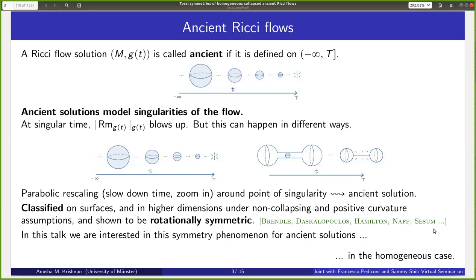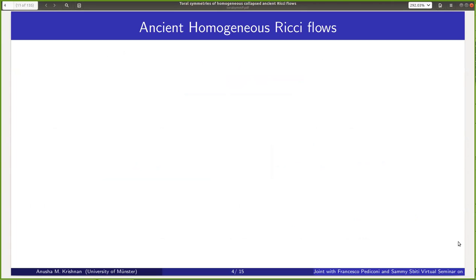Okay, so the homogeneous case seems pretty nice. It's already very symmetric, but it'll turn out that it's possible for it to be even more symmetric. We will see that in the course of this talk. Okay, so now for the rest of the talk, I will be focusing on the homogeneous case. We will be looking at Ricci flows on homogeneous manifolds, and in particular, ancient homogeneous Ricci flows.